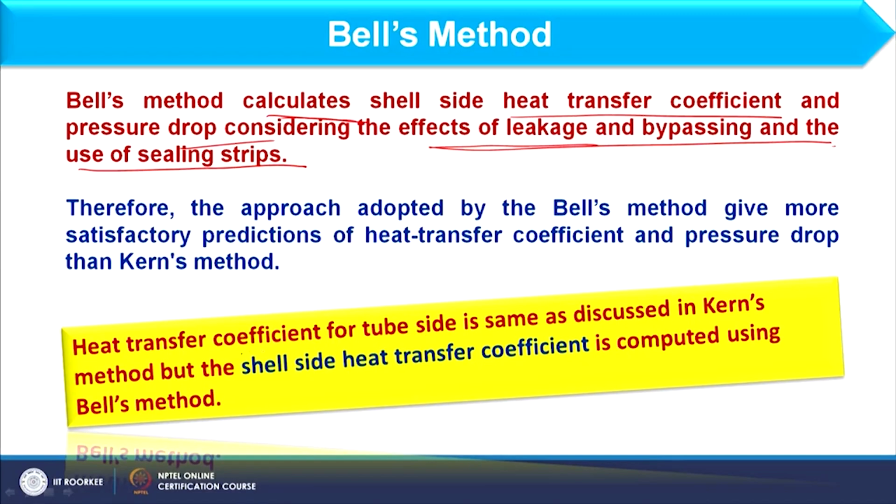In that case, the heat transfer coefficient for the tube side is the same as discussed in Kern's method, but the shell side coefficient is computed using Bell's method. Actually, there is no separate method for the tube side. Kern's method and Bell's method both correspond to shell side calculations only. Whatever we have discussed till now for the tube side will be applicable for Bell's method also, right.